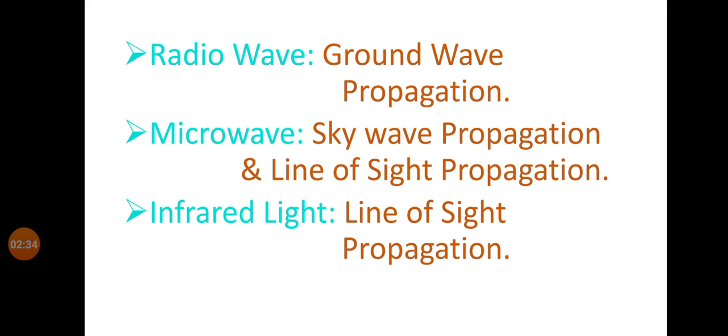Okay. So before moving to more detail about types of propagation, you should remind the examples for radio wave, microwave and infrared light that I have explained in previous lecture.